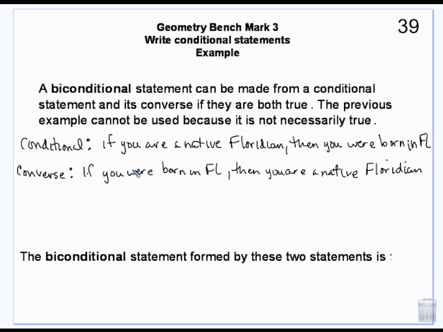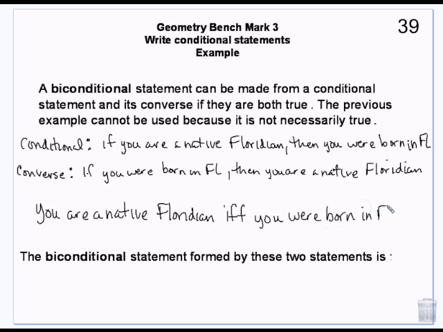Are both of these true? If you are a native Floridian, you were born in Florida. If you were born in Florida, you're a native Floridian. Yes. They're both true, so I can create a biconditional statement. You are a native Floridian if and only if you were born in Florida. So if the conditional and the converse are both true, then you can make an if and only if statement.